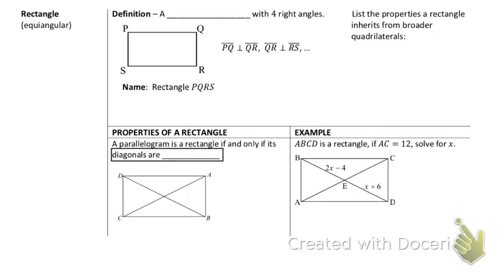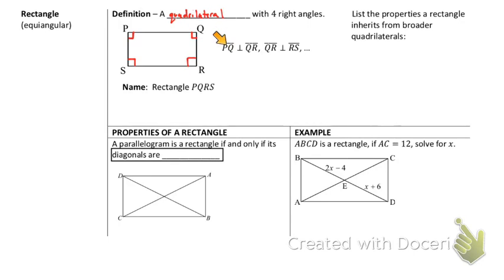Okay, let's go ahead and talk about a rectangle. So the definition of a rectangle is when you have a quadrilateral with 4 right angles. Okay, so that means all these angles here are right angles or 90 degrees. So remember, the box means 90 degrees.